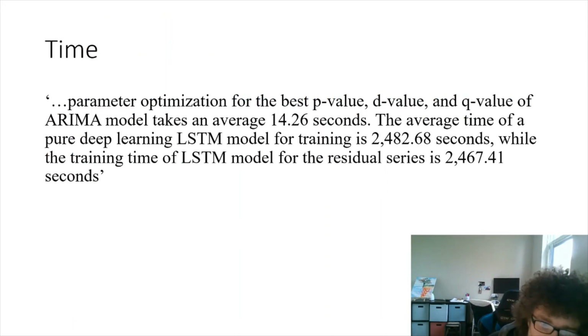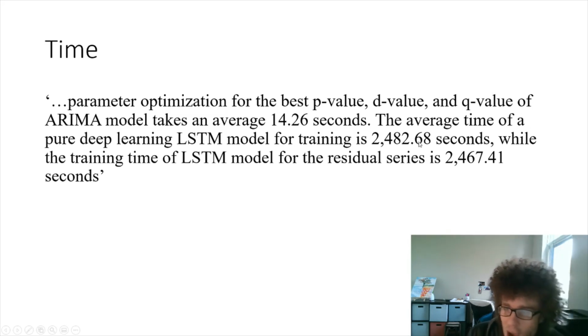This goes back to what we were talking about earlier in terms of the time differences. So if you do an ARIMA model to find the best P value, the D value, and the Q value, it takes around 14 seconds. But if you want to train an LSTM, it takes around 2,482 seconds. And so this is, again, why that other first paper didn't really look at the machine learning methodology, because it just takes so much longer.